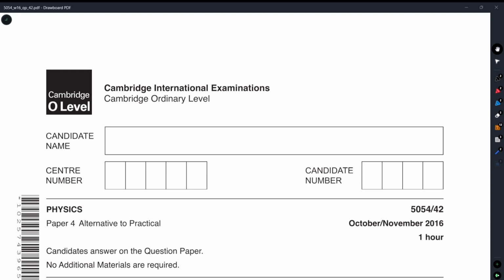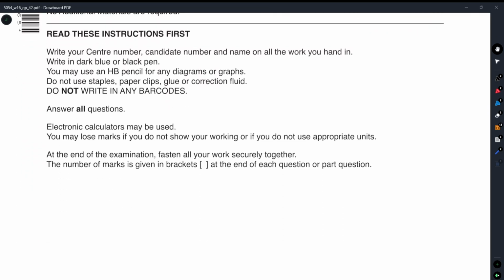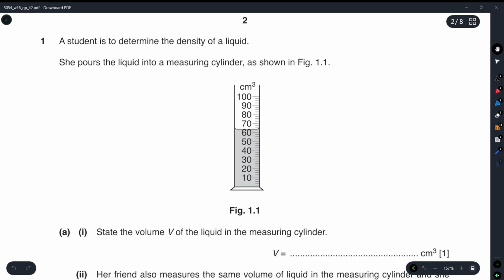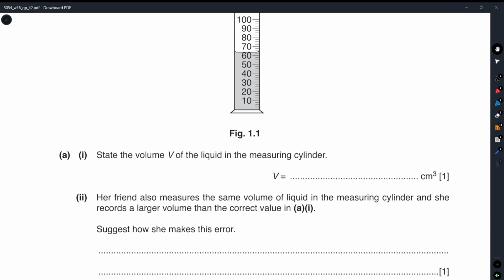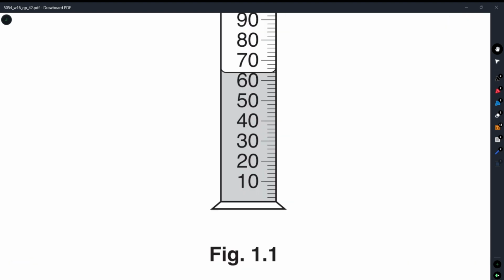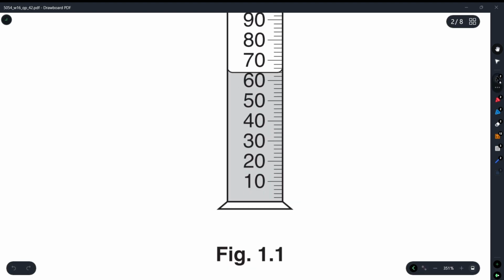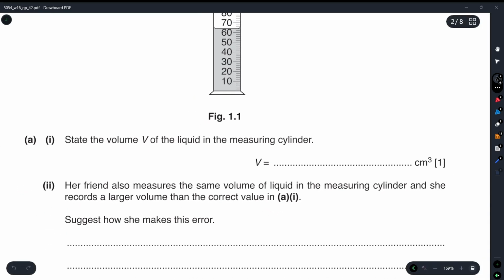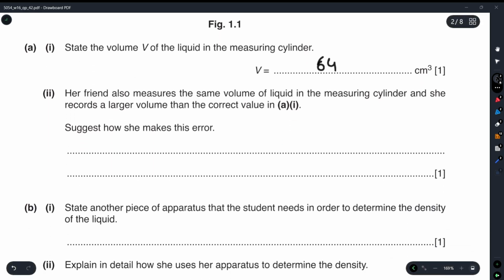So let's begin. So May June 2016, it's fairly simple. A student is used to determine density. She pours, states the volume. So the volume is going to be what? Each division is going to be 2 units. So 60 and then 5 divisions. So each division is going to be 2 units. So accordingly we've got something along the lines of 64 cm cube. A friend also measures the same volume of liquid in the measuring cylinder and records a larger volume than the correct value.